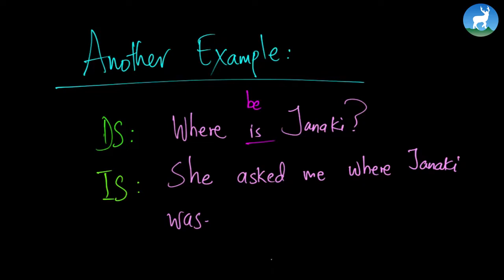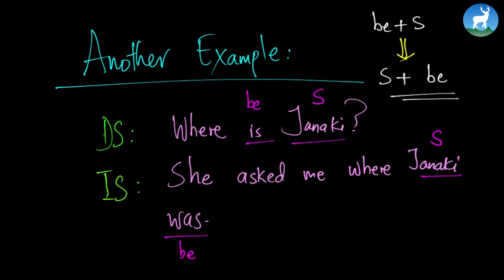We make the question form of present simple be by inverting, changing the position of the subject and verb. Where is the be verb? Here. And the subject is here. So we need to change them back before putting the verb into the past simple. The be plus subject is totally converted into subject plus be when we are changing direct speech into indirect speech.